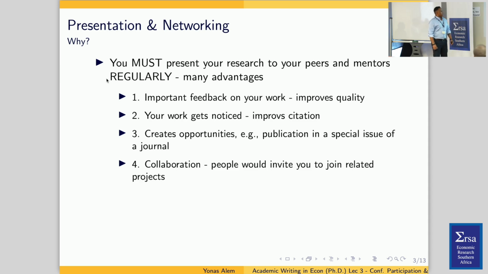It creates opportunities. Example, publication in a special issue of a journal. In big conferences, very often journals come up and say, okay, we want to publish these papers in a special issue in this journal. That's an excellent opportunity. So you have a better advantage because the peers will be from within that group, so you have a better chance of getting that paper published.